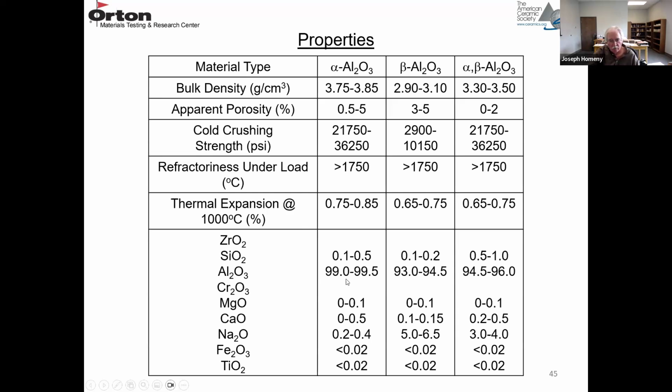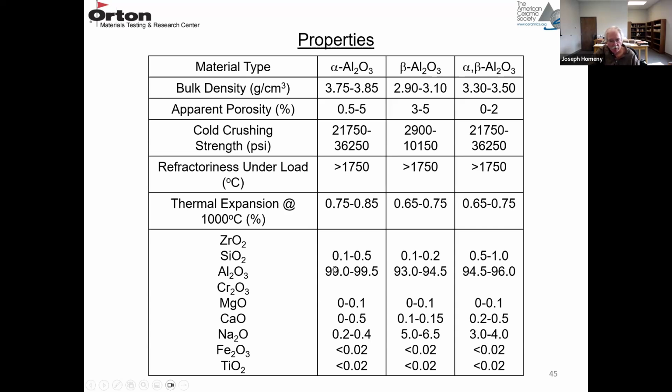So the alpha alumina is about 99% alumina. The beta alumina is about 94% alumina. And then the alpha beta alumina is in between, around 95, 96% alumina. The main impurity here is Na2O. 5 or 6% has to be there to make beta alumina. So you have a combination of alpha and beta alumina, maybe 3 or 4%.